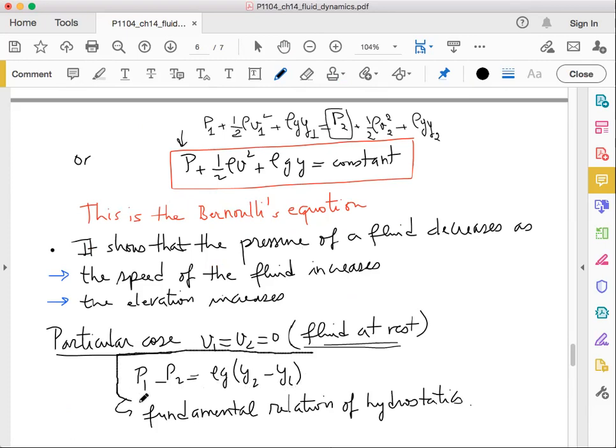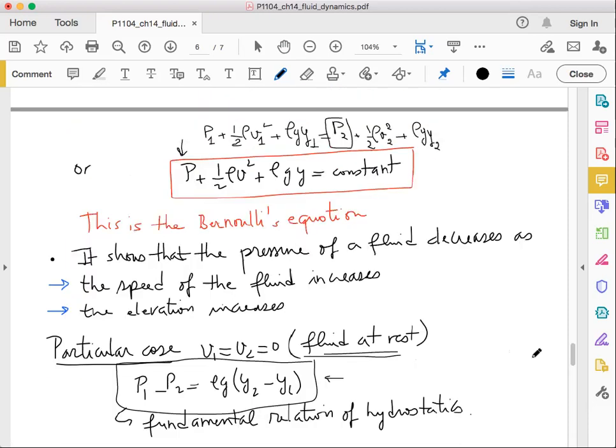And this equation is nothing else than the fundamental relation of hydrostatics that we have seen at the very beginning of this chapter when we were studying the fluids at rest. Which is not quite surprising. I mean, this relation is nothing else than the variation of the pressure with the depth. If you have a particle at different elevation or at different depth with respect to another point, then their pressure varies in the following way according to this relation.